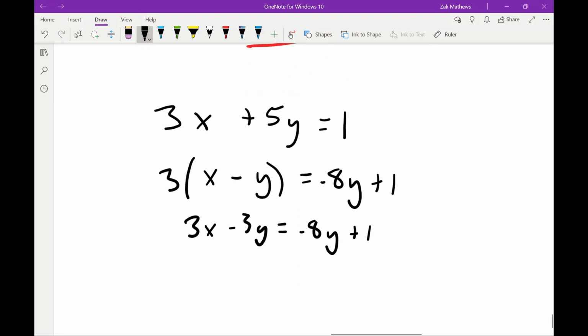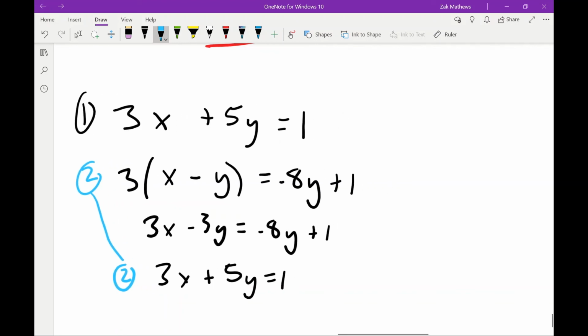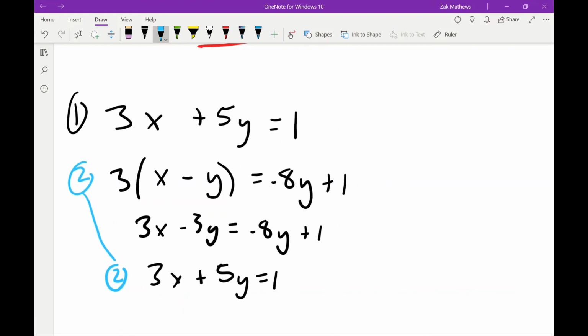Next, I'm going to get the x's and y's to the same side, so I'm going to take that 8y and add it over to the other side. 3x plus 5y equals 1. So this was our first equation, but we've just simplified the second equation. That's what we've done here. And again, you should be seeing something fishy going on. But let's take these two equations, 1 and 2, and let's see what happens when we do the elimination.